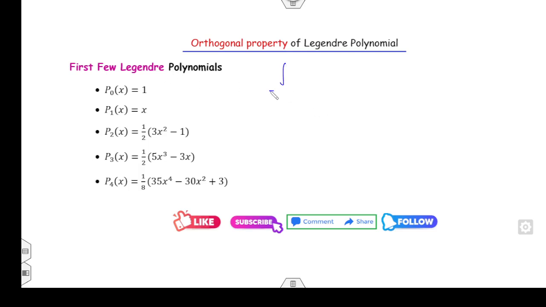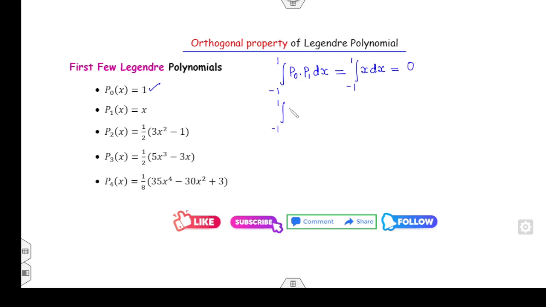If you want to prove the integral from -1 to 1 of P0 into P1, because 0 is not equal to 1, the answer should be 0. So you can say P0 is 1 and P1 is x. Clearly, when you integrate them, that will be 0. It's an odd function, so the integration is 0.